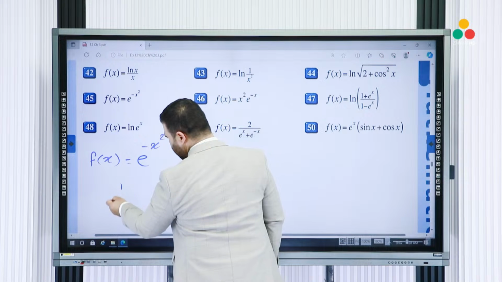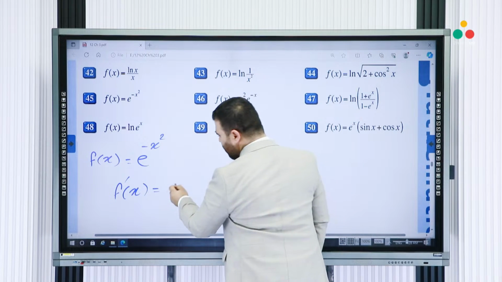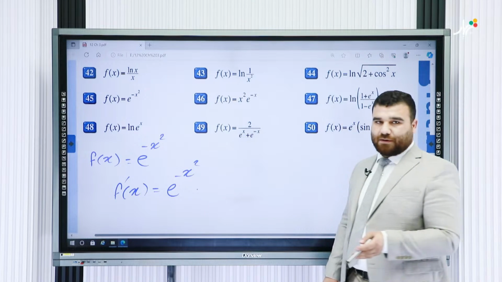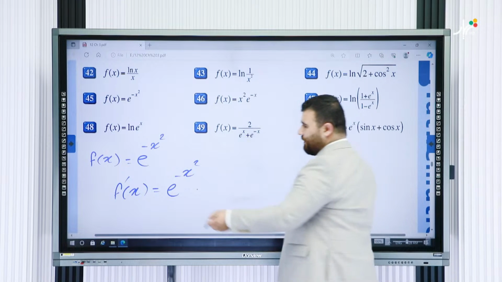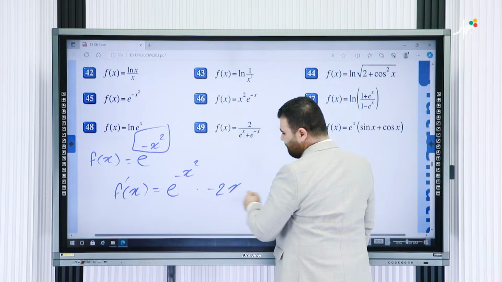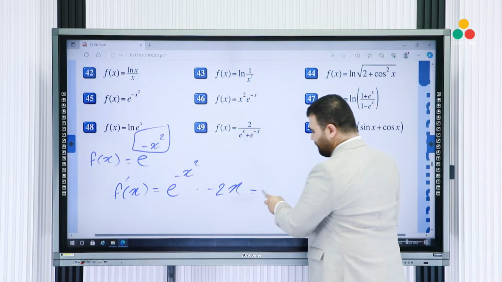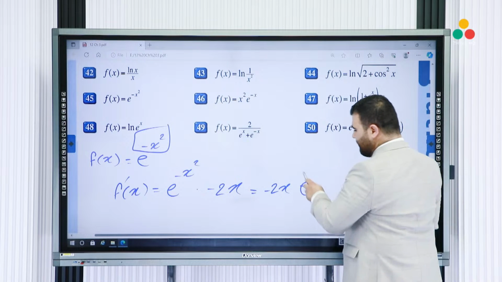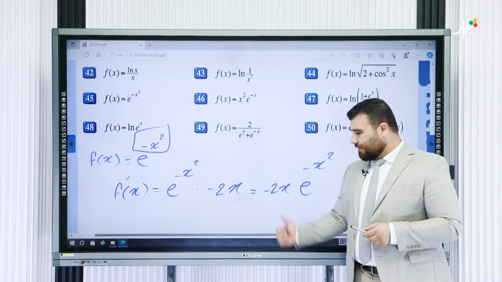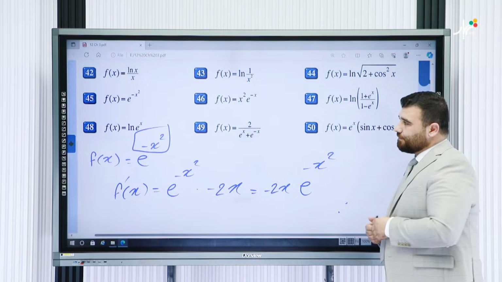So the derivative of this function, f prime of x, is equal to the function as it is, e to the negative x squared, times the derivative of the power. What is the power? The power is negative x squared. So the derivative of it is negative 2x. Now simplifying, we write this one here. It's the final answer: negative 2x e to the negative x squared. So the function as it is times the derivative of the power. This is how we do e, or exponential.